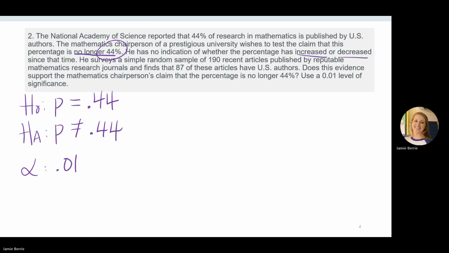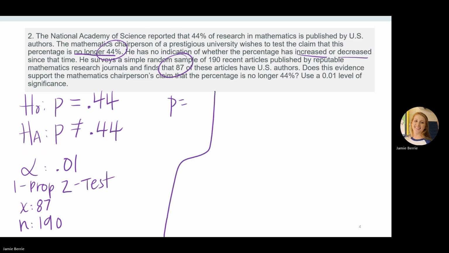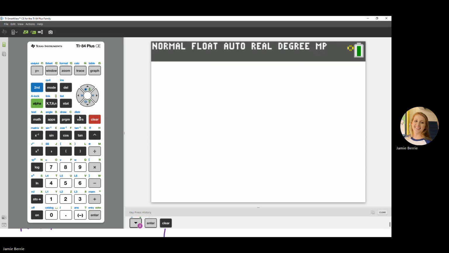All right, and remember, just like last time, we are doing a one prop z-test or one proportion z-test. So we're going to need our number of successes and our sample size. Sample size was 190. And out of that 190, 87 were successes. They had U.S. authors. All right, so let's plug that in and we'll grab the p-value. 0.44, 0.01, 87, 190. Let's see if I can remember it.